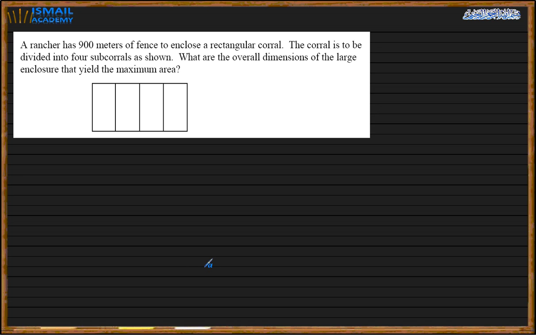Next, a farmer has 900 meters of fencing to enclose a rectangular corral. It is to be divided into 4 subcorrals.